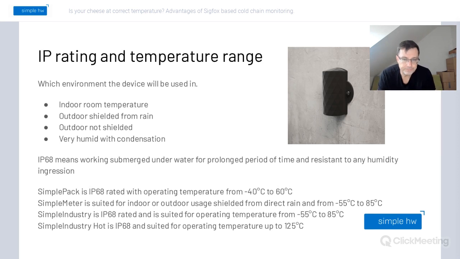And if you need to put it into environments where condensation could happen, such as freezers, you can use SimpleHW with IP68 rating and a wide temperature range. And for very hot environments, you would use SimpleHW hot, which can go up to 125 degrees Celsius for really hot engine room environments.